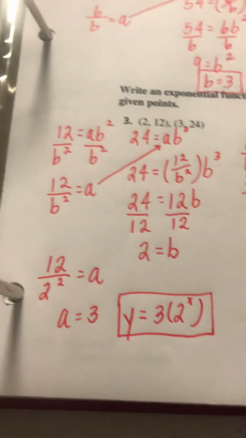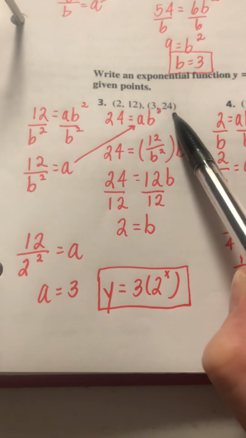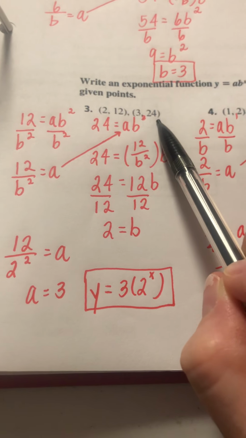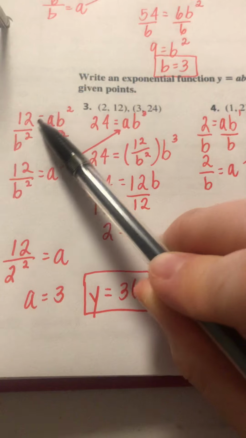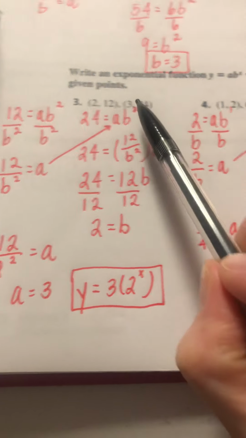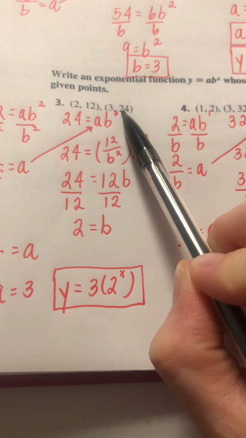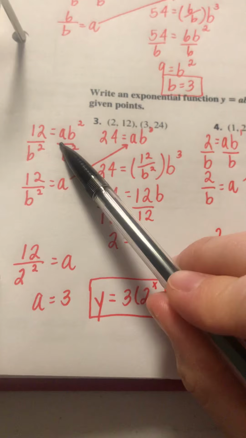Okay, number 3. My 2 points are (2, 12) and (3, 24). So I'm going to write my 2 equations. 12 equals AB to the second. 24 equals AB to the third. Solve this guy for A.